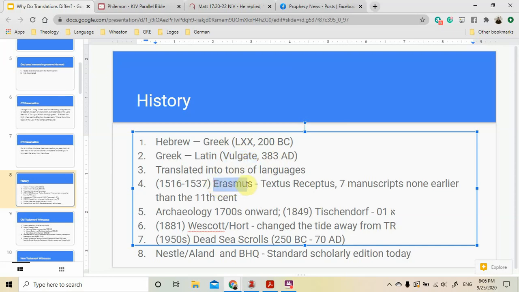Until Erasmus, a scholar in the 1500s, gathers together all the Greek manuscripts that he knows. He finds 7 manuscripts, none of them earlier than the 11th century, but he uses those to make a Greek New Testament. And this is what we call the Textus Receptus.